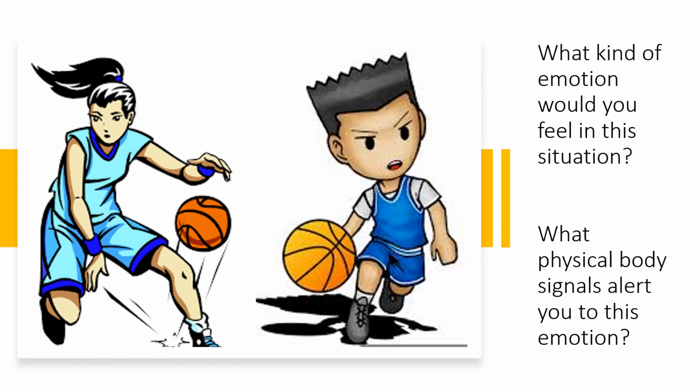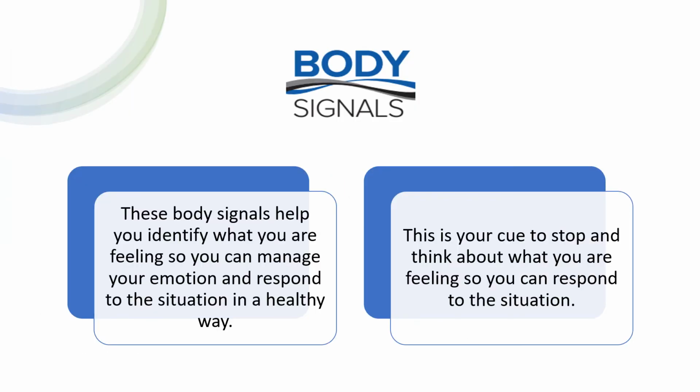Okay, some of you might have said your heart was racing. You might have felt sweaty, your palms being sweaty. Could have felt butterflies in your stomach. Okay, so those are some of the physical signals that alerted you to how you were feeling. Good job. So these body signals that you're feeling, like butterflies in your stomach or sweaty palms or your heart racing, help you to identify what you are feeling so you can manage your emotion and respond to the situation in a healthy way.